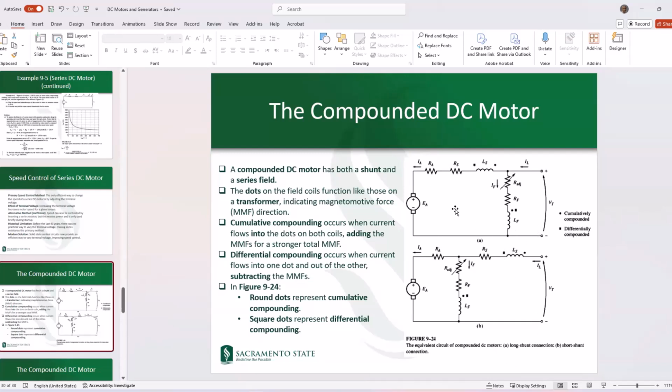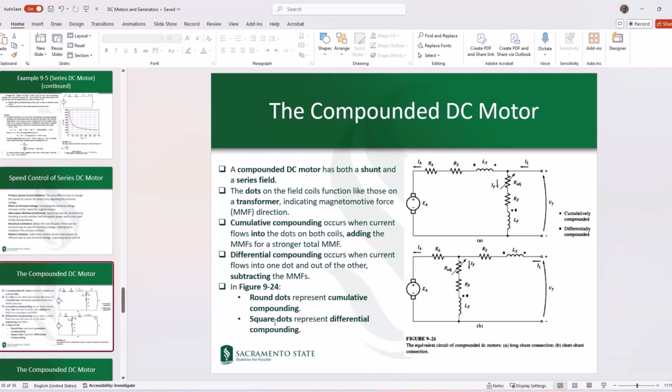Basically, here we have a topology which is called the long shunt connection. And the second topology is called the short shunt connection. So in the long shunt connection, you can see that the excitation circuit on the series side would be in series with your armature. But here, in the short shunt connection, the excitation circuit on the series side is coming before the shunt circuit and before the armature. So if that makes sense.